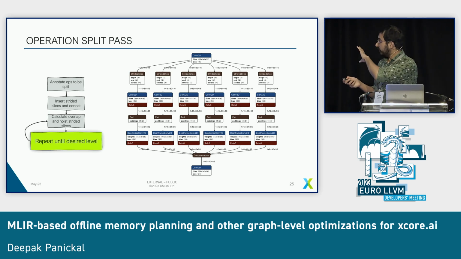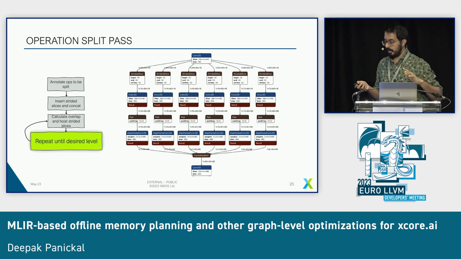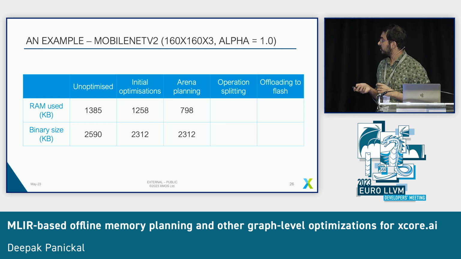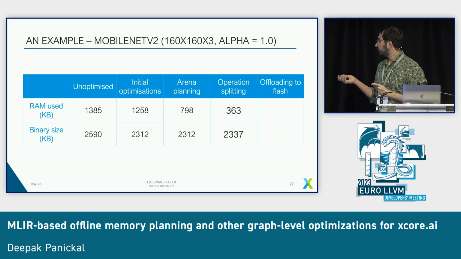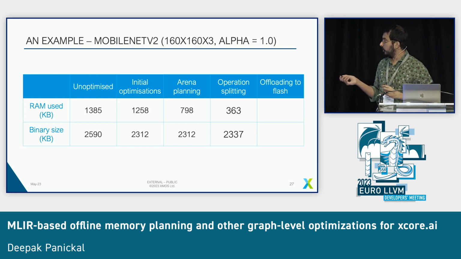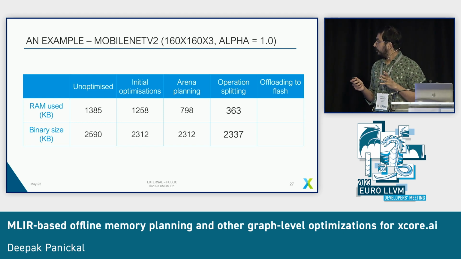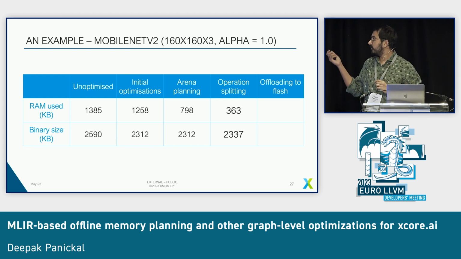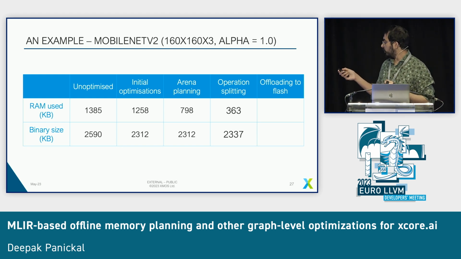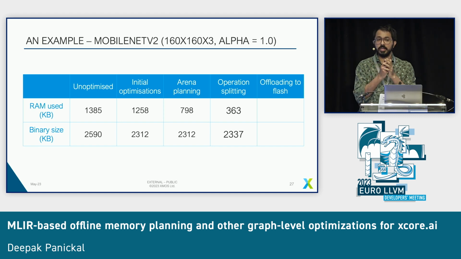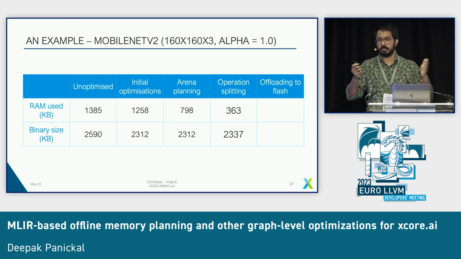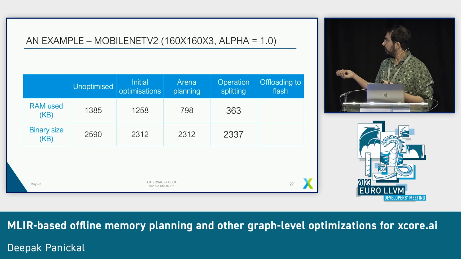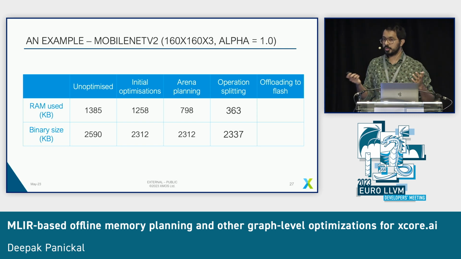So now let's see what impact this has had on the example. Going back to the example, after doing operation splitting, the RAM used has now gone down to 363 kilobytes, which is really good. The binary size has slightly gone up, but that will be solved in the next pass. The binary size has gone up because now we have actually increased the number of ops in the model by splitting operations. But the offloading to flash pass should take care of that.